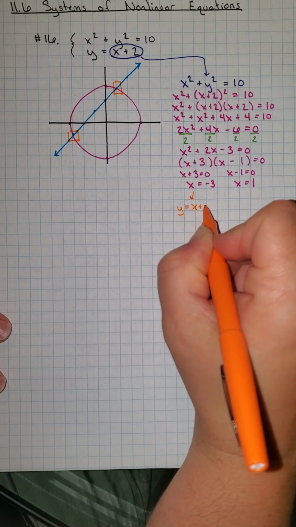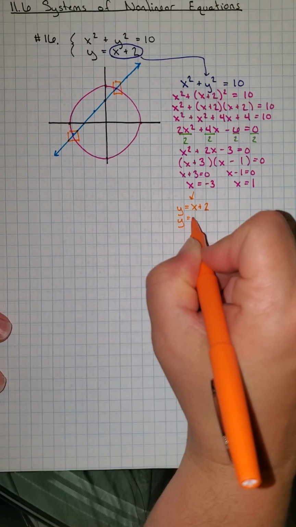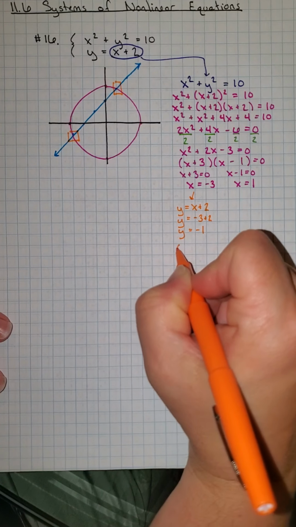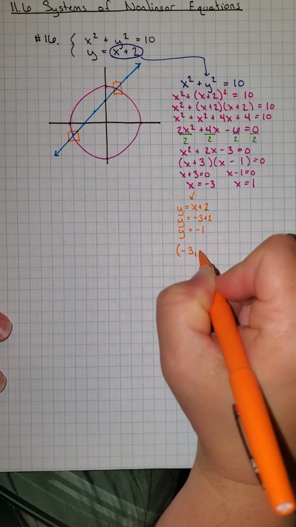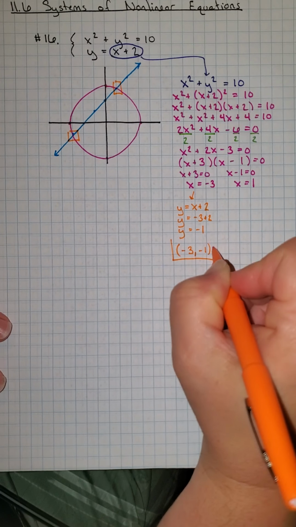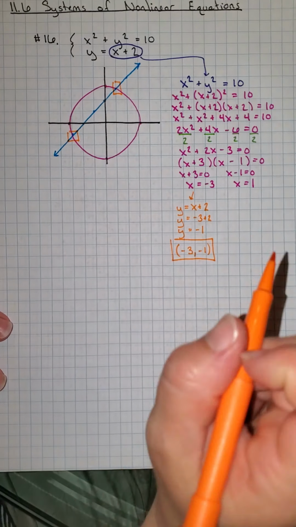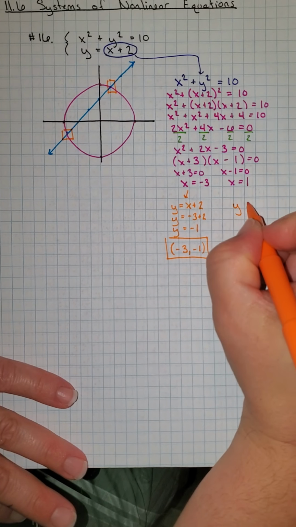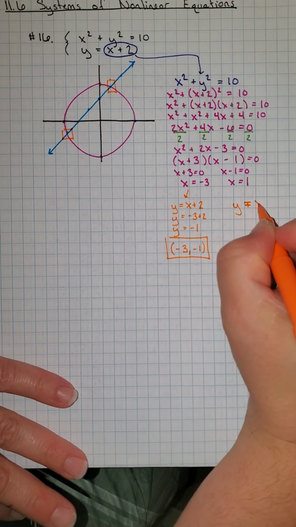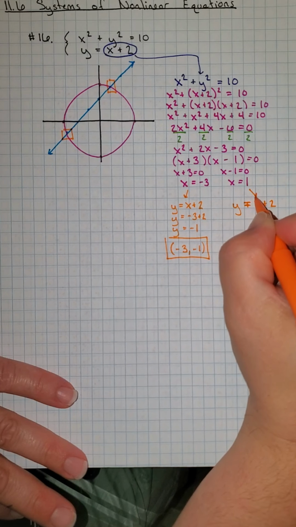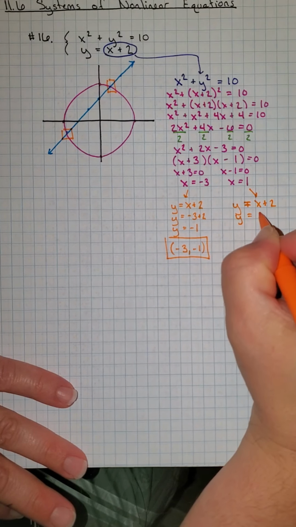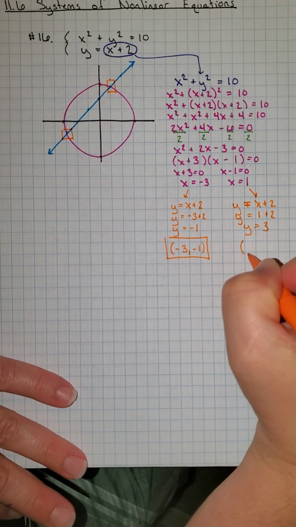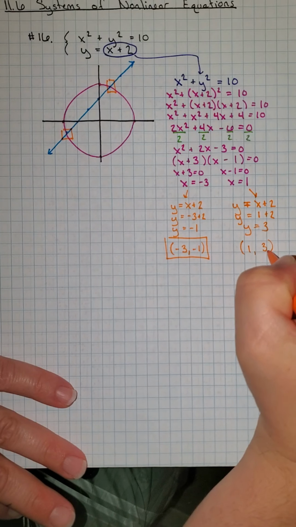So if y equals x plus 2, y equals negative 3 plus 2, this would be at y is negative 1. So the intersection would be at negative 3, negative 1, which is that point right there. And then this other intersection, y equals x plus 2, plugging the 1 in for x, y equals 1 plus 2, so y is 3. So we have 1, 3.